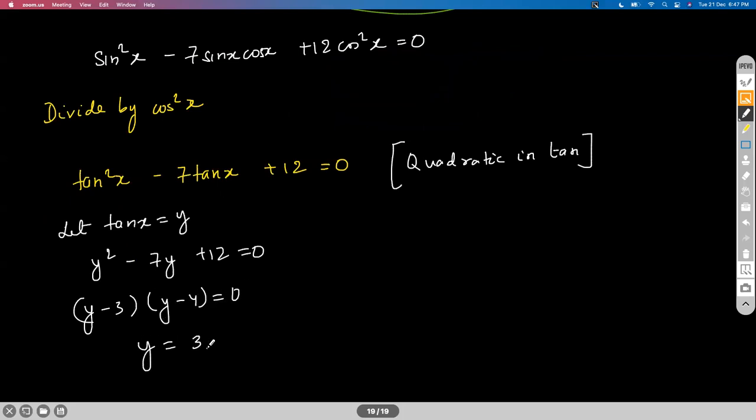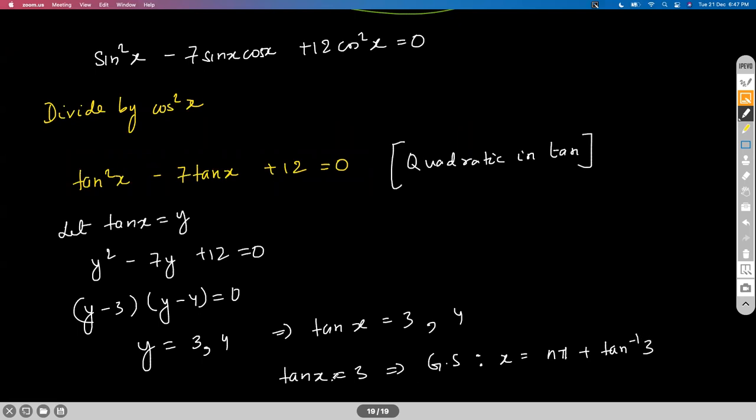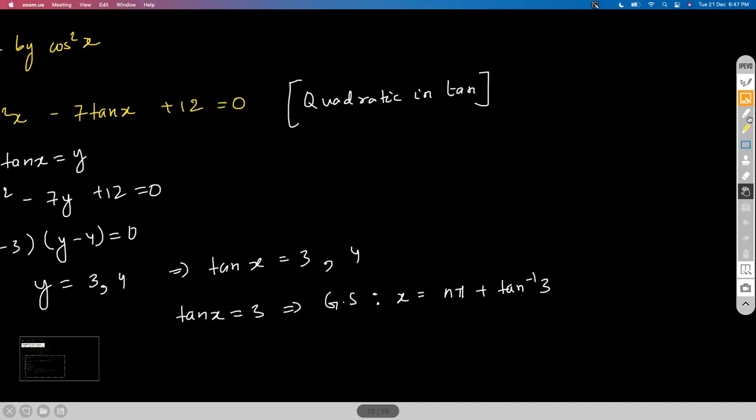So that means y could be 3 or y could be 4, which means tan x could be 3 or tan x could be 4, right? So if tan x is 3, what is the general solution? X will be equal to n pi, complete it, n pi plus tan inverse 3. Now, there is no such angle that is known to us for which tan is 3. At least it is not one of the 0, 45, 60, 30, 90, etc. So you can leave your answer like that, n being an integer.